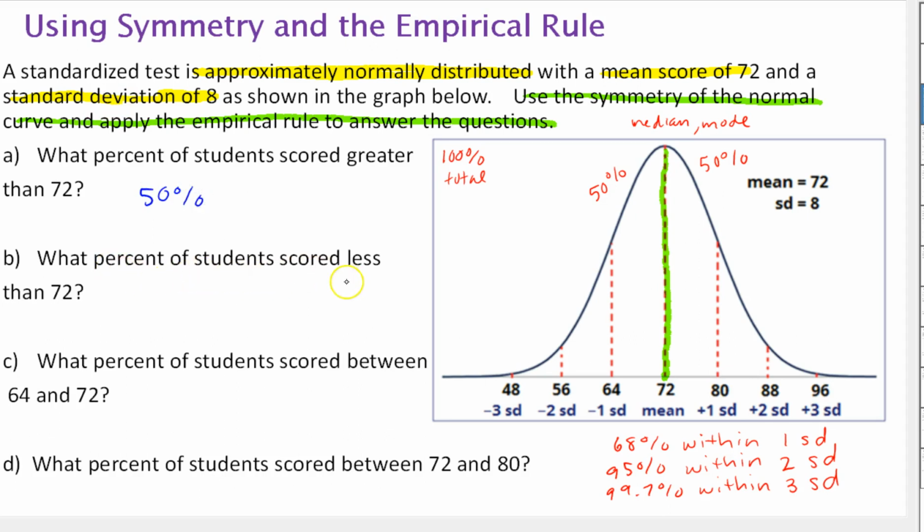What percent of students scored less than 72? Well, that's the other half, 50%, giving us a total of 100%. So these two groups include all of the students, so they should sum to 100. Let's look at the next one.